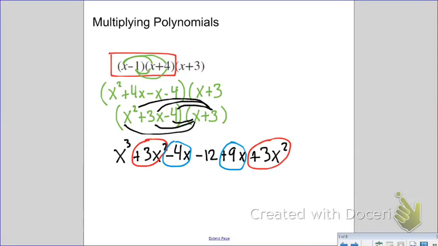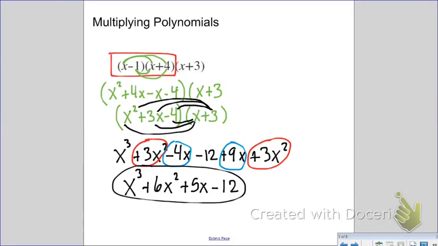So let's combine those. First is the x cubed because it's the largest exponent. Next up would be the 3 plus 3 to make 6x squared for the next smallest exponent. Now the blues, plus 5x for negative 4 plus 9 for our power of 1, and followed by the negative 12. And that's how you multiply 3 binomials.